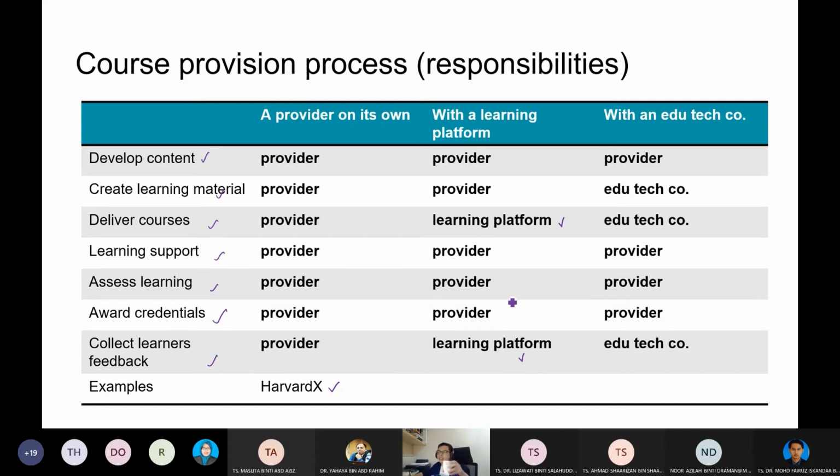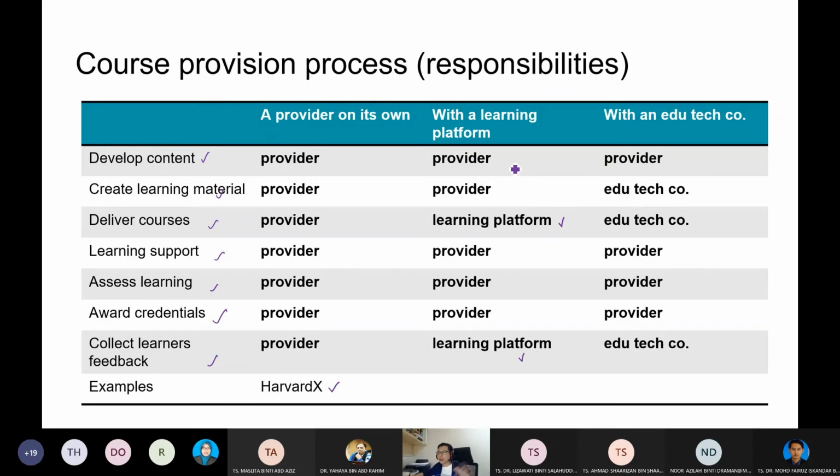Another one is an EduTech company. So we work with an educational technology company to help us in creating material, delivering courses. I think you're probably familiar with OpenLearning as well. So OpenLearning, I would say that's a learning platform, or maybe an educational technology company also. So OpenLearning initially, a few years ago, started working with universities on trying to produce their MOOC examples.